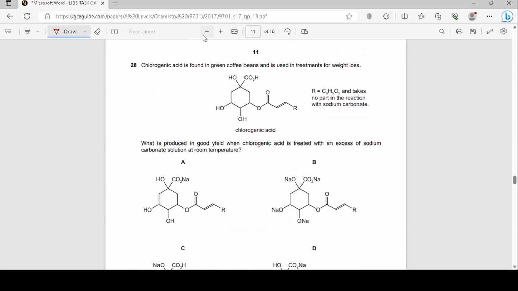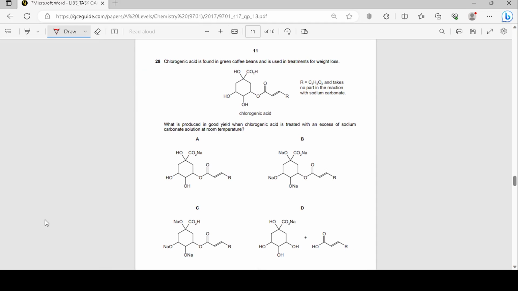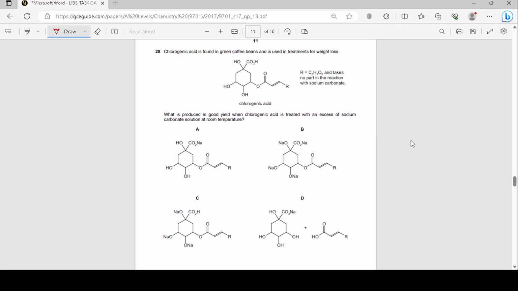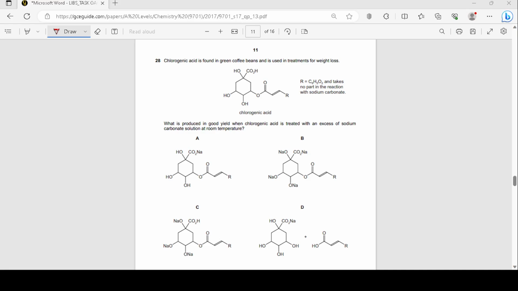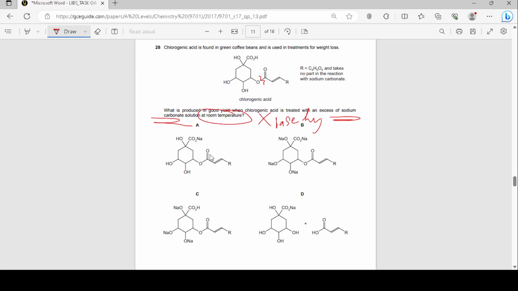Our next question. Chlorogenic acid is found in green coffee beans and is used in treatments for weight loss. What is produced in good yield when chlorogenic acid is treated with an excess of sodium carbonate solution at room temperature? So you have sodium carbonate solution at room temperature, which means you're not doing base hydrolysis. If it was base hydrolysis, it would be reflux. So that means this COO bond cannot be broken. That means D cannot be the correct answer, because that shows it was broken. So D is immediately wrong.